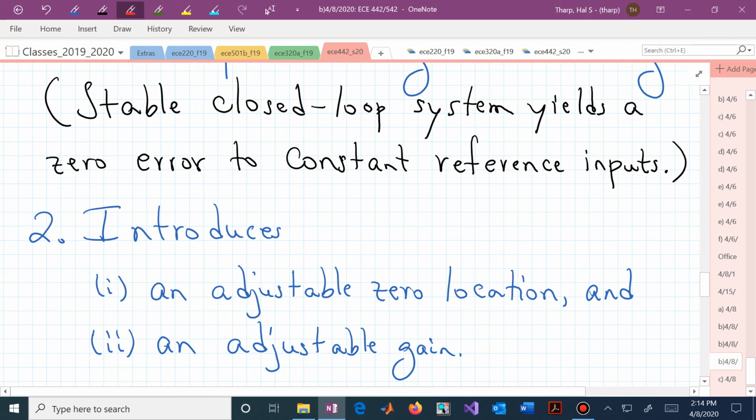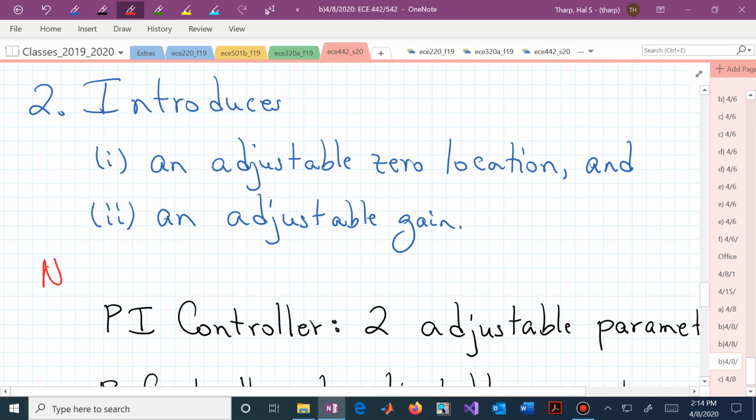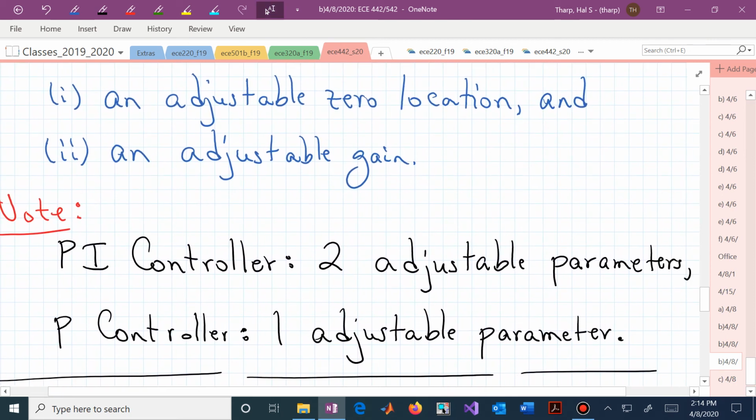And you can adjust the gain. What that's saying then is the PI controller has 2 adjustable parameters. The proportional controller has the 1 adjustable gain parameter. So as we increase the number of letters in our PID controller, you would expect to have more and more flexibility in the design of your controller. P, you have 1 adjustable parameter, the proportional gain. PI, you now have a proportional gain and you have an integral gain. You have 2 adjustable parameters.